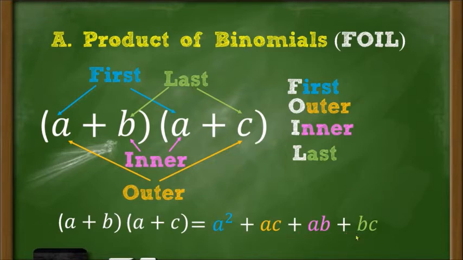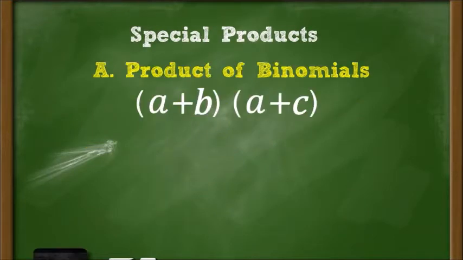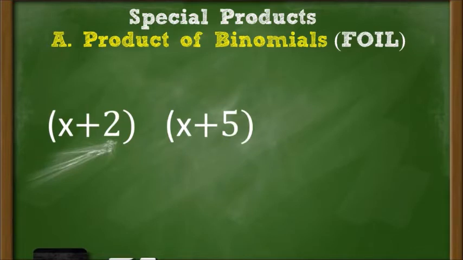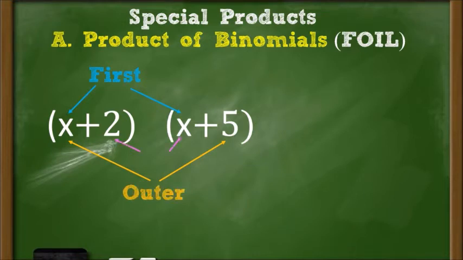Now, there's another pattern for this. But first, let's have an example using the FOIL method. For example, we have the quantity of x plus 2 multiplied to the quantity of x plus 5. So we are going to get the product of the first terms, that's x multiplied to x for our F. Followed by our outer terms, that's x and 5. Then we also have our inner terms, that's 2 and x. Then our last terms are 2 and 5.